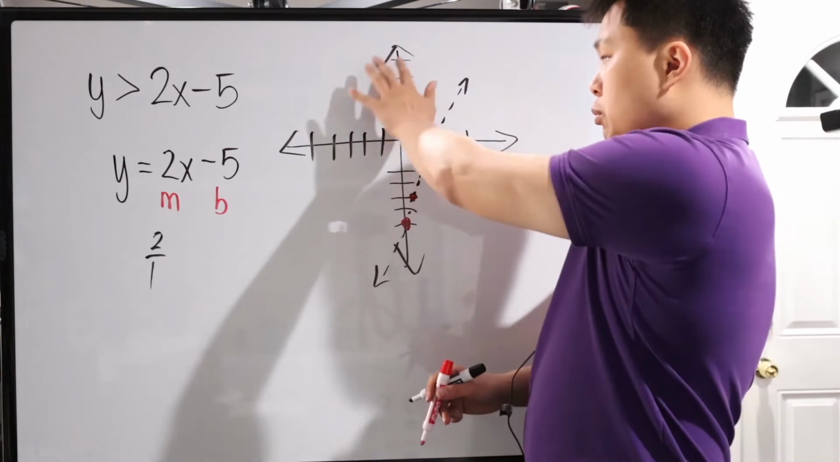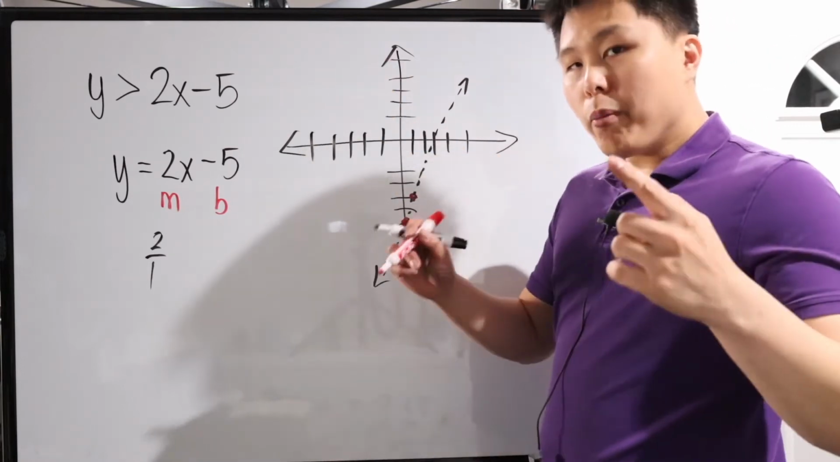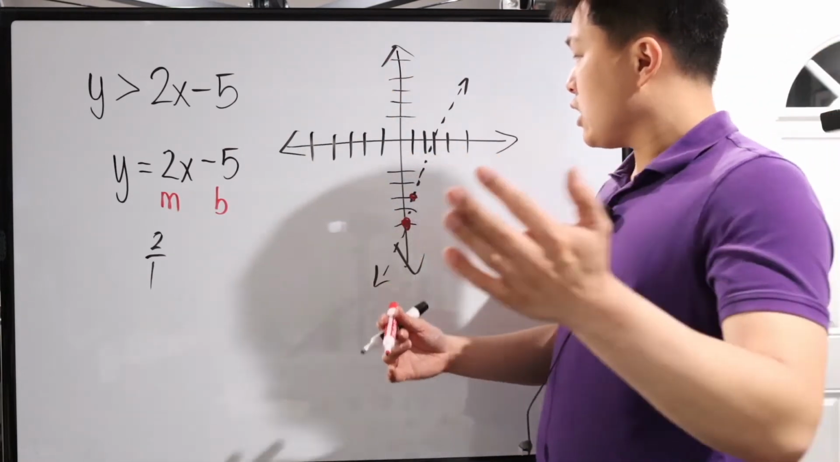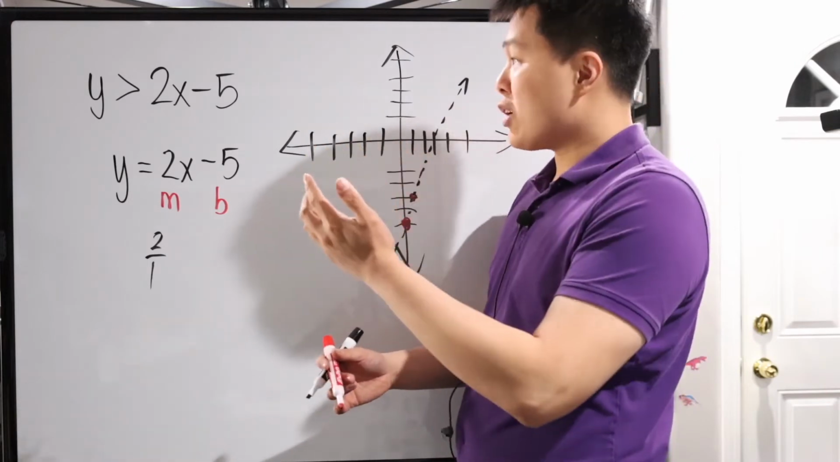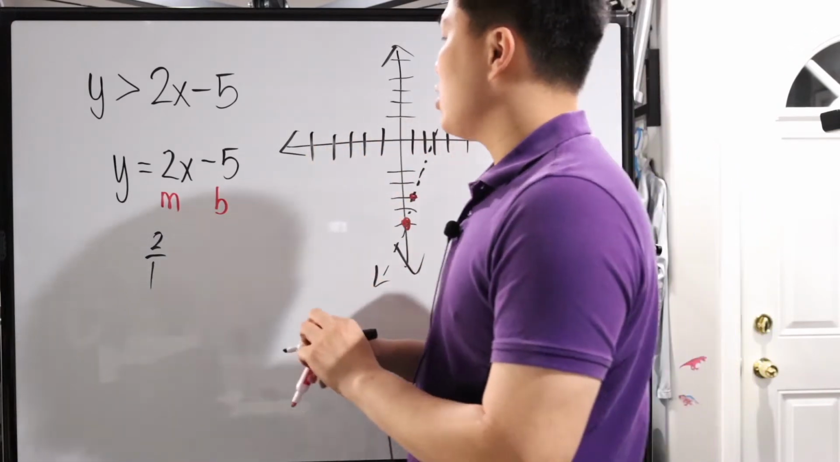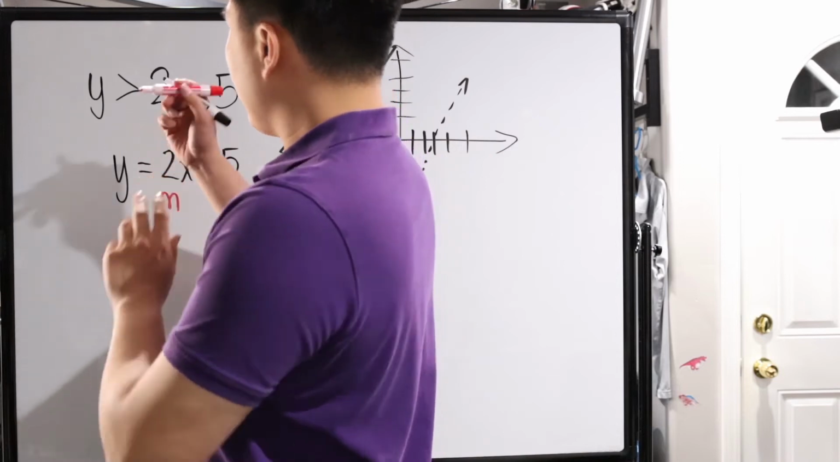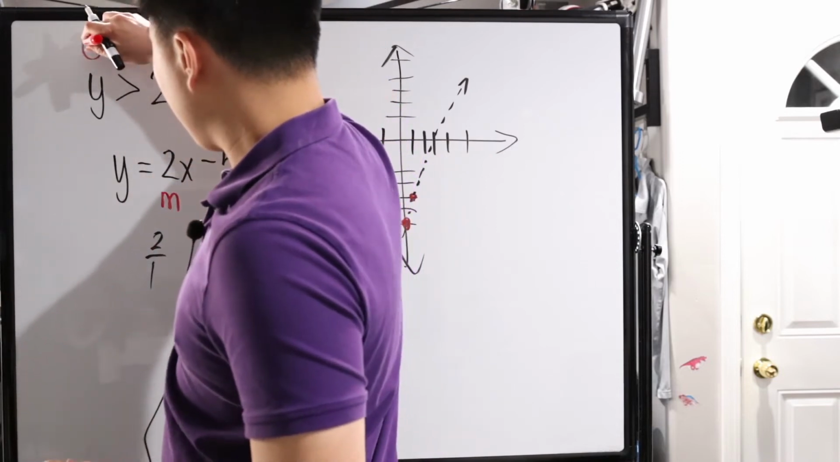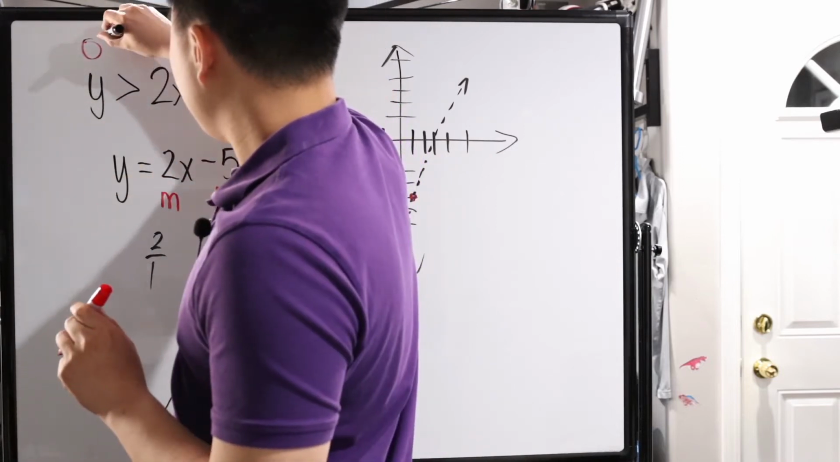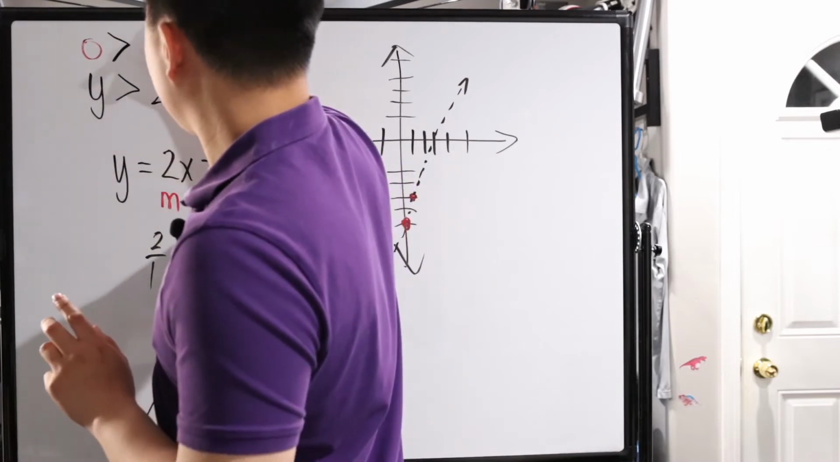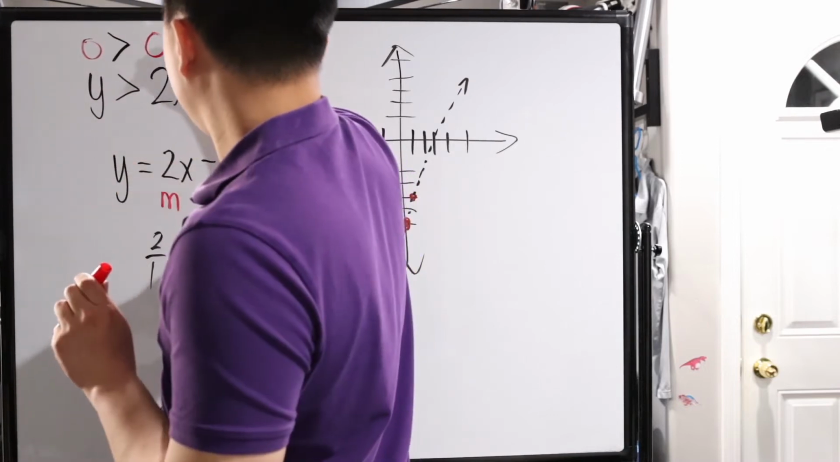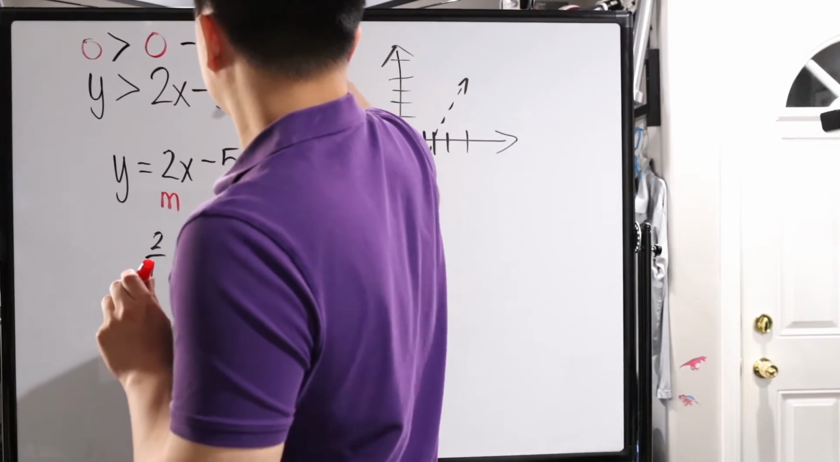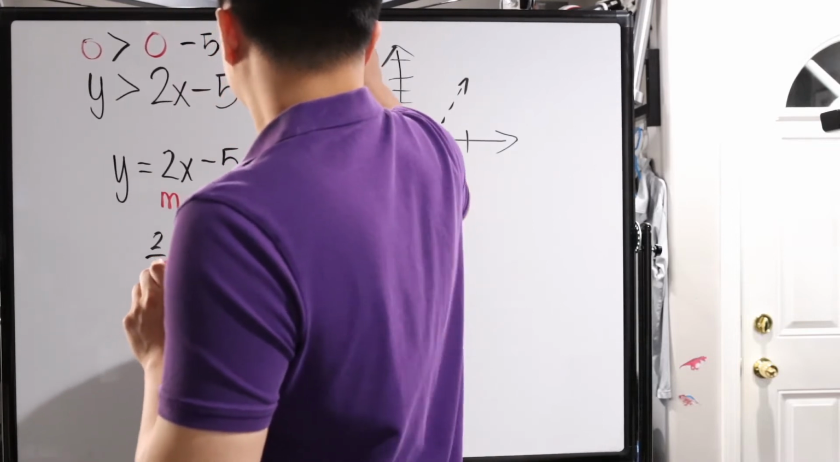Now, first and foremost, let's just look at this side. I'm going to pick what I feel like is the easiest point, the origin, 0, 0. That just makes it so much easier. Well, if I plug in 0 here, 0, and it's going to be greater than 2 times 0, which is 0, and then minus 5, is 0 greater than negative 5?